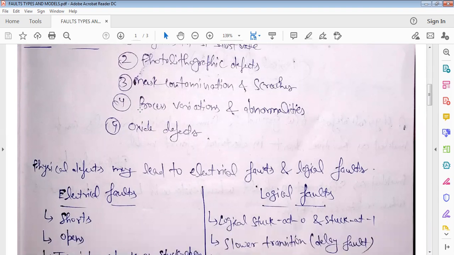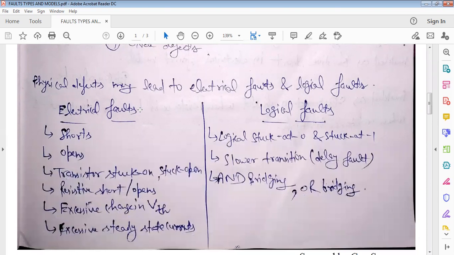Due to these physical defects, there may be electrical faults and logical faults. So, what are the electrical faults? Electrical faults are shorts, opens, transistor stuck open, resistive short or open, excessive change in threshold voltage, and excessive steady state current. These all are the electrical faults. Now, what are the logical faults due to these electrical faults? Logical faults are stuck at 0, stuck at 1, slower transition or delay faults, and bridging.